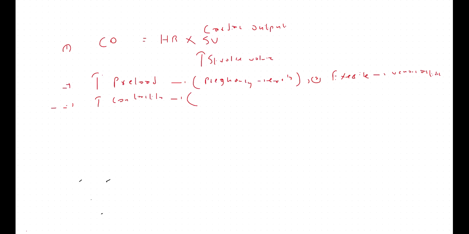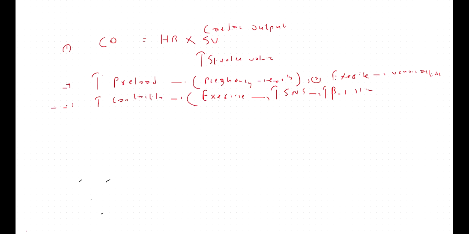What are the physiologies which will increase the contractility? Exercise. Can anybody tell me how exercise increases the contractility? What's the mechanism? Sympathetic stimulation. Very good. Excellent. Increased sympathetic nervous system stimulation, and once you increase it, it means more beta 1 stimulation on the heart. That's actually the reason.